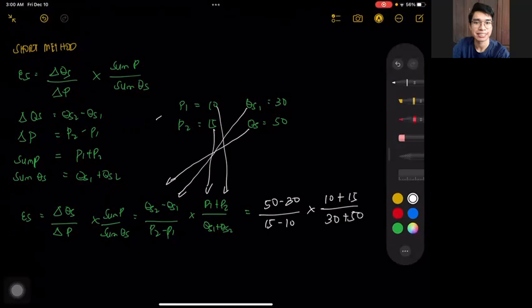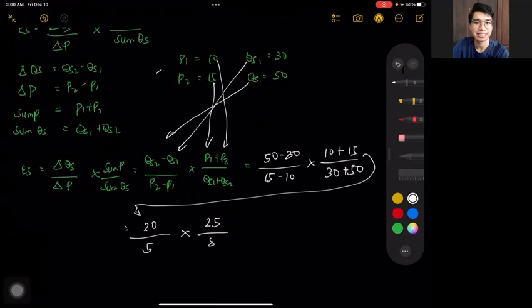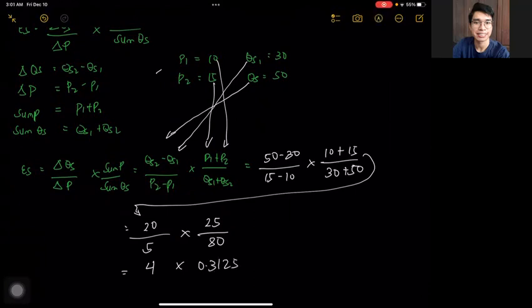So now we can simplify it. 50 minus 30 is equal to 20, divided by 15 minus 10 is equal to 5, multiplied by 10 plus 15 is 25, divided by 30 plus 50 is equal to 80. So simplify lang po: 20 divided by 5 is 4, times 25 divided by 80, using your own calculator, is equal to 0.3125.